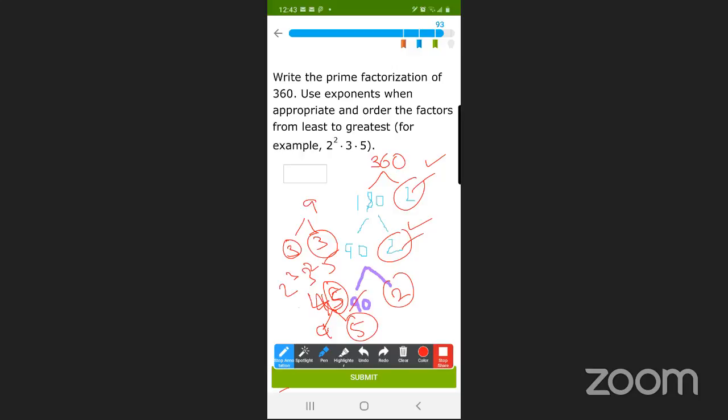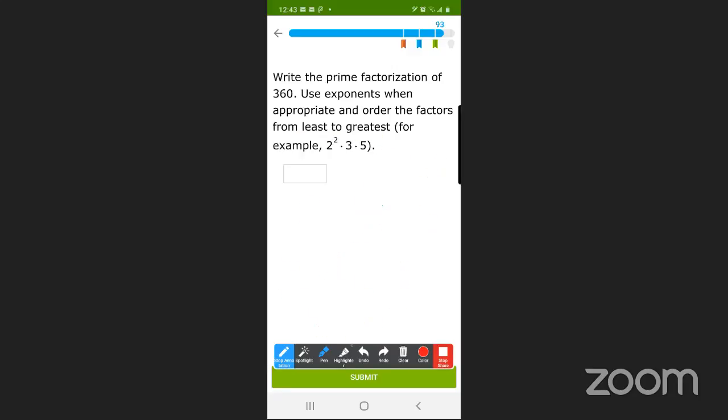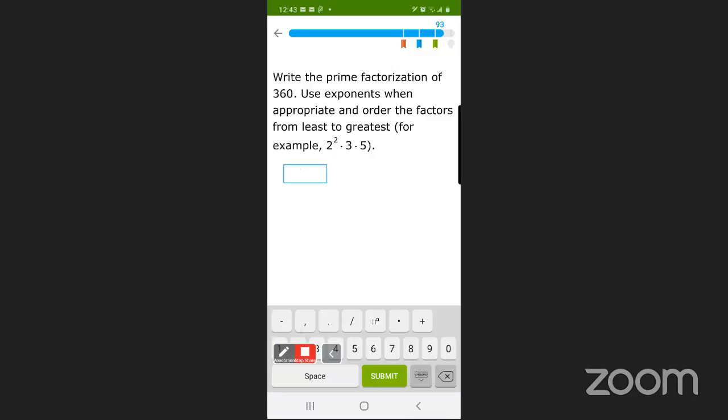Why do we start with 2? It says least to the greatest. Okay, so what do we write here? 2 raised to the power of 3, then 3 raised to the power 2, and then 5. Very good. And then we have, okay.